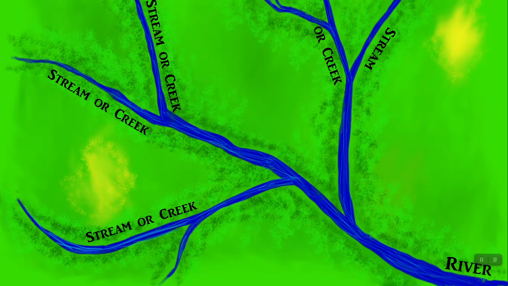So here we just see a diagram showing some smaller streams or creeks, how they feed together, and as they join together, they have larger volume and eventually form a river. So the flow of water is basically going that way, and that way, and that way.